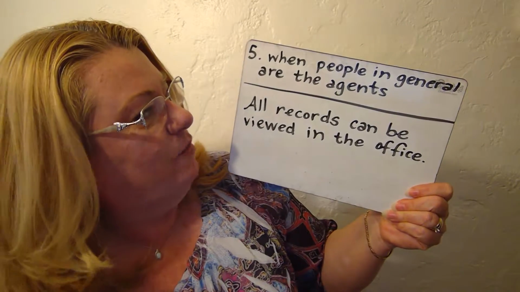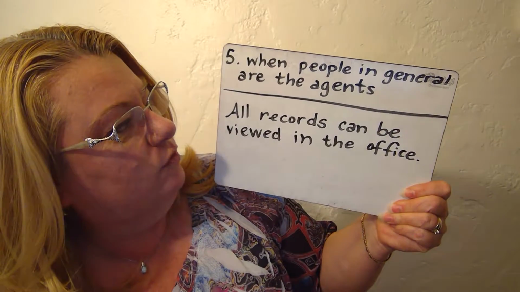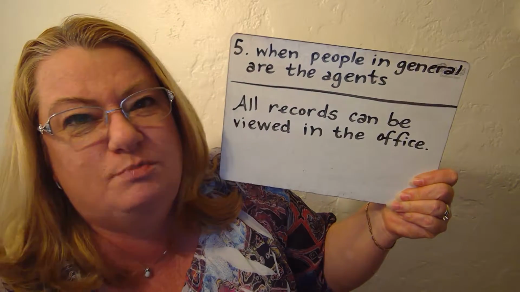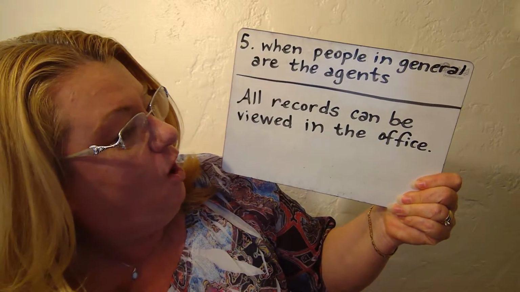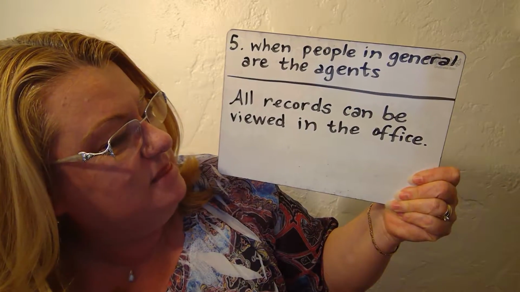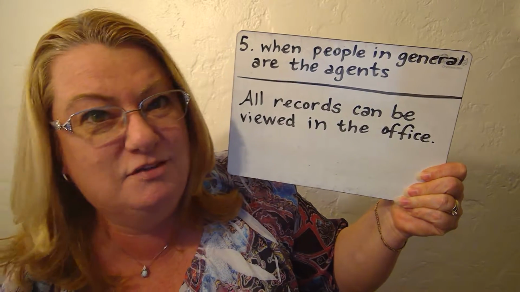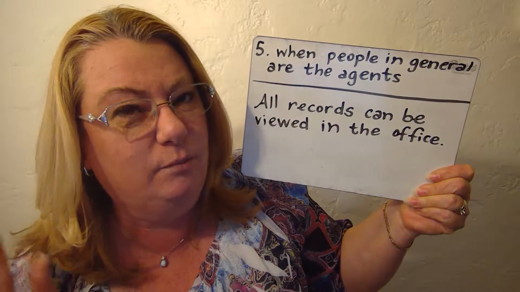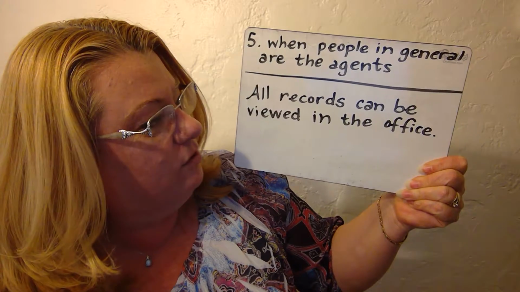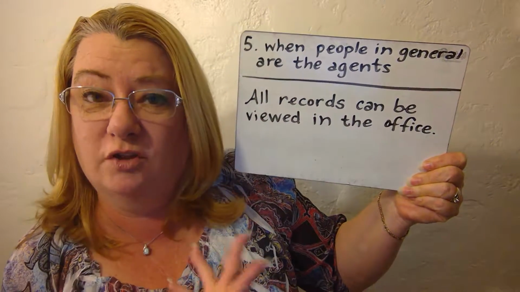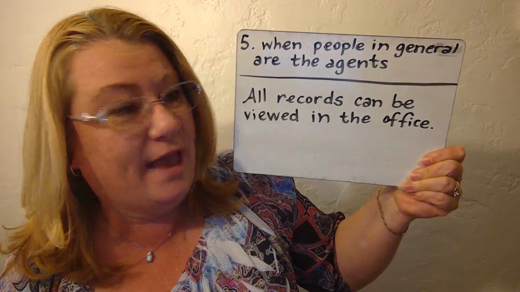Now, the number 5 reason of when to use passive voice: when people in general are the agents. When it's just people in general. So, all records can be viewed in the office. Well, that means you, me, anybody, everybody can go and view these records. So, the focus is on the records. All records can be viewed in the office.